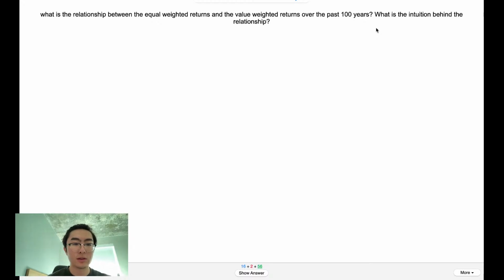What is the relationship between the equal weighted returns and value weighted returns over the past 100 years? What is the intuition behind the relationship? So for the past 100 years, I graphed this out in one of our first homework problems. We saw that the equal weighted returns and value weighted returns had some pretty consistent fluctuations for the first, let's say, 50 years from the Great Depression, so from 1922 to the 1970s.